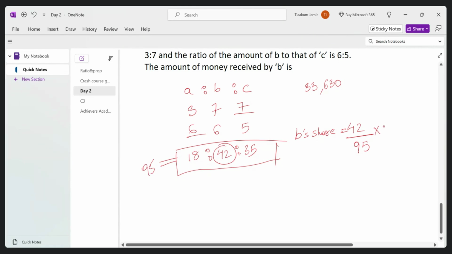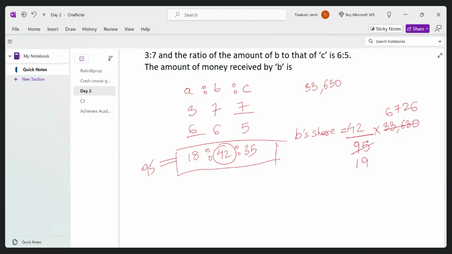Multiply by the total amount, which is 33,630. Now you can cut. 5 1 times is 5, and 5 9 times is 45. 5 6 times is 30. 5 7 times is 35. 5 2 times is 10 and 5 6 times is 30. All right.